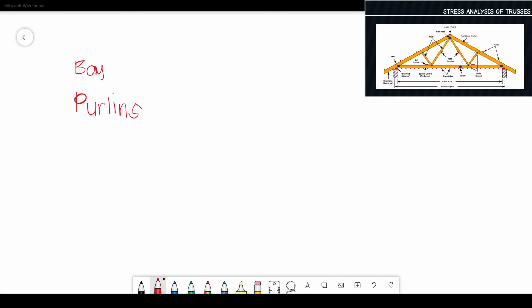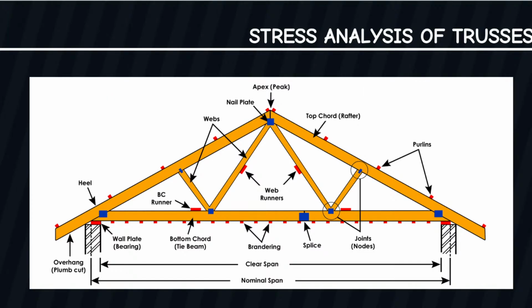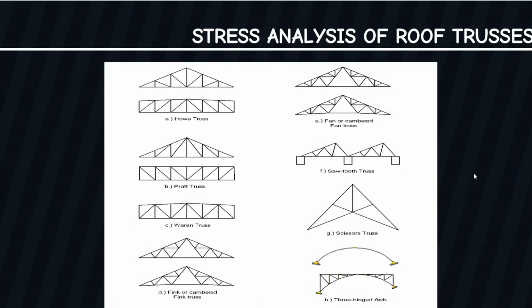So trusses. These are the common types of roof trusses. You can read about their uses and how to apply them in the book Elementary Theory of Structures by Wang and Eckel. I think this is downloadable. So these are the 8 common types of roof trusses.